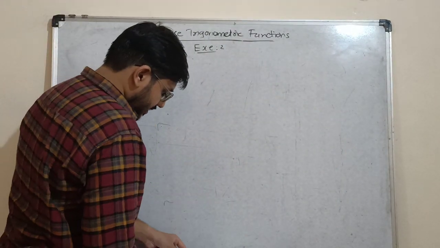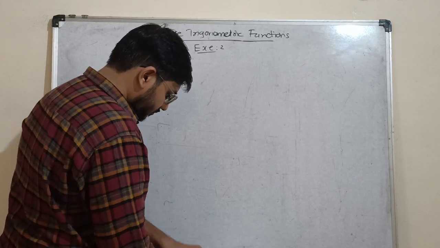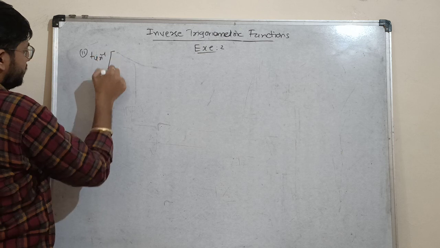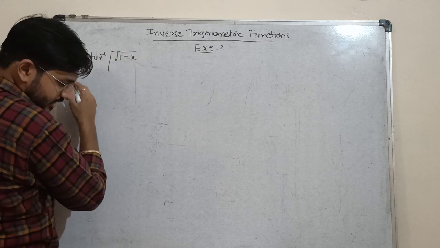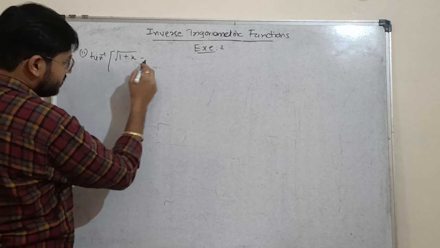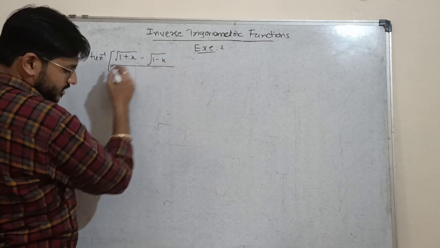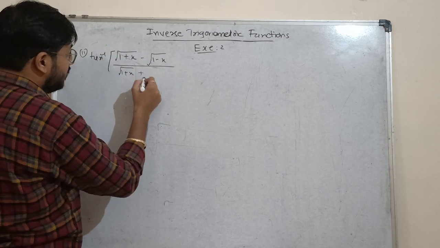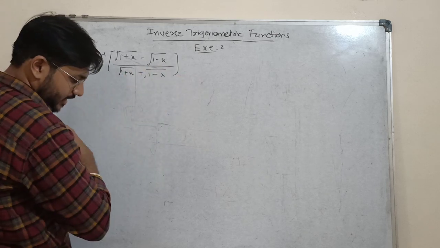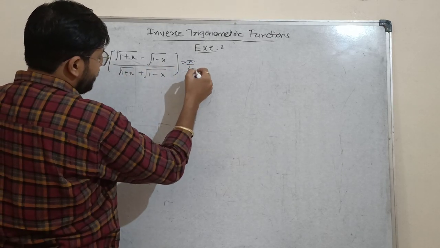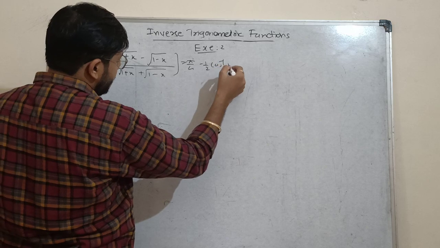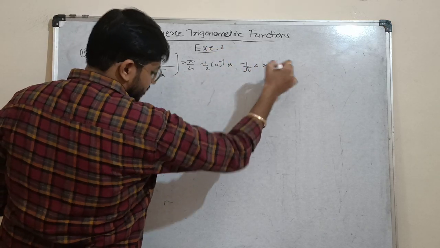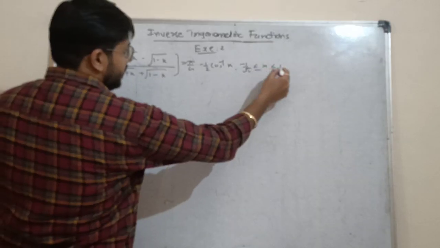Okay, in the next question we have tan inverse of root of (1 minus x) upon (1 plus x), minus root of (1 minus x) upon (1 plus x), plus root of (1 minus x), and we have to prove it equals pi by 4 minus half cos inverse x, where minus 1 by root 2 is less than or equal to x, which is less than or equal to 1.